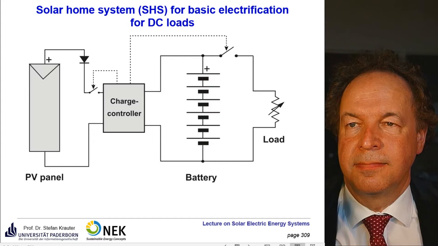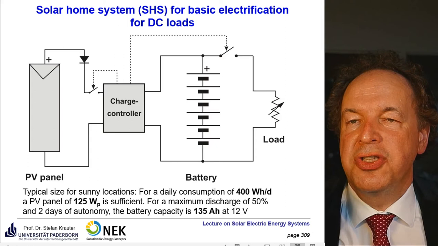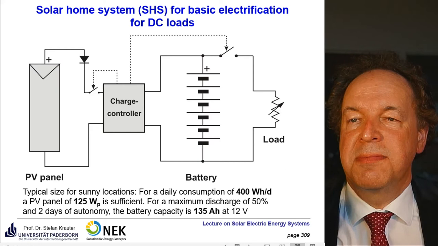So here are some examples. This is for basic electrification with DC loads. For example, here you have a daily consumption of 400 watt hours per day, a photovoltaic panel of 125 watts under standard test conditions, and if you allow a maximum discharge of 50% and 2 days of autonomy, the battery capacity must be 135 ampere hours at 12 volts.